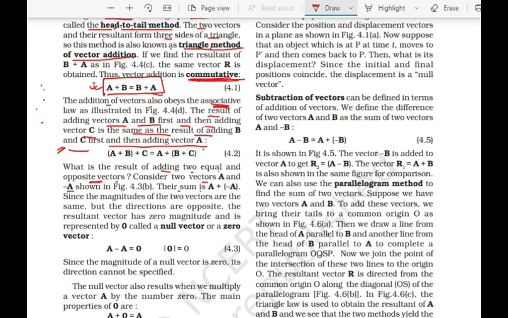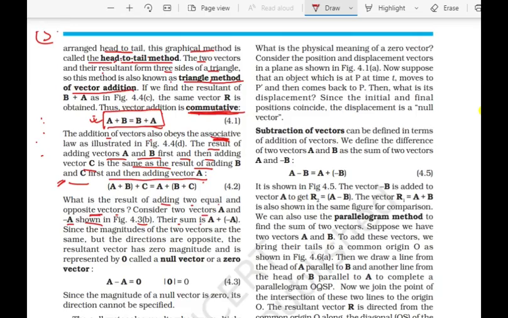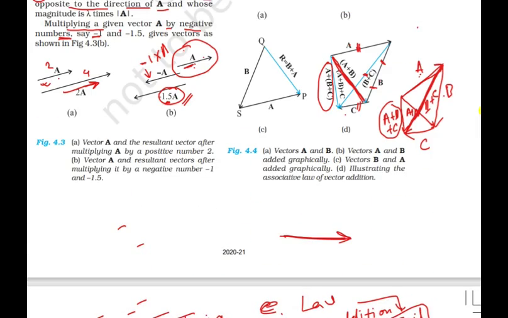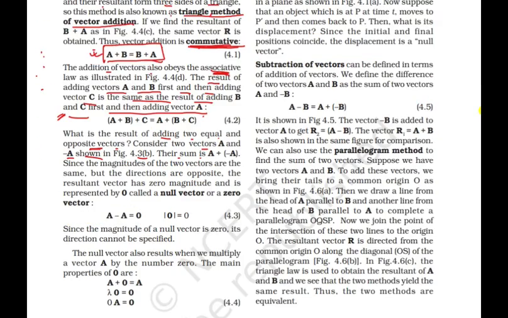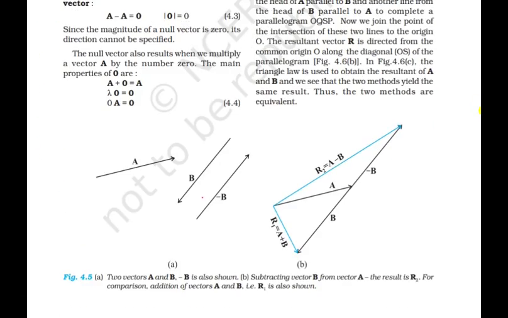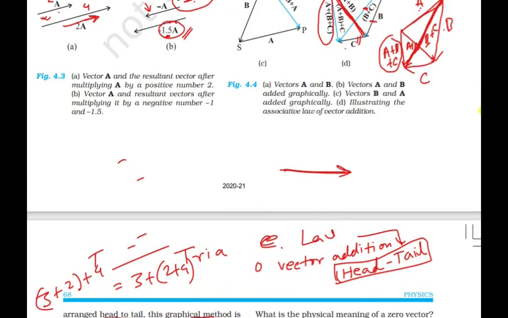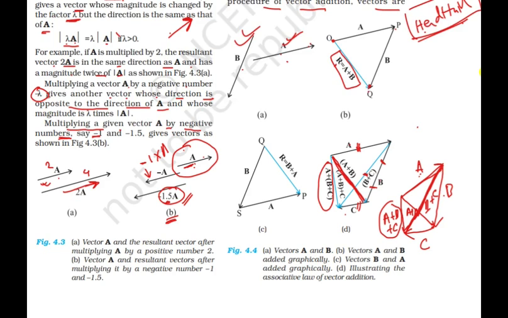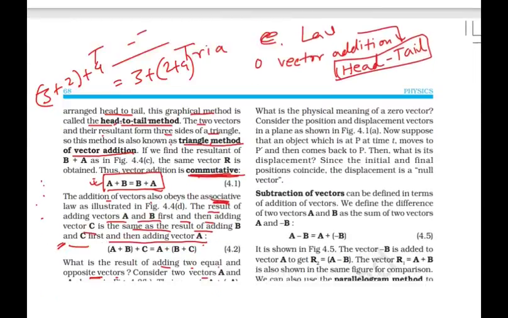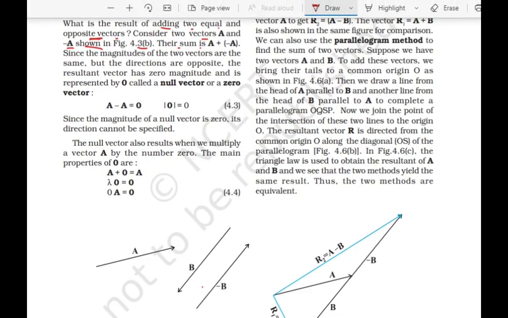Consider two vectors A and minus A shown in figure 4.3b. Let me find 4.3b. Okay, 4.3b, where is that? This is 4.5. Where is 4.3? 4.4. Okay, I have already read it. A and minus A, we have to just add them: two equal and opposite vectors. Consider two vectors A and minus A shown in 4.3b. Their sum is A plus minus A.